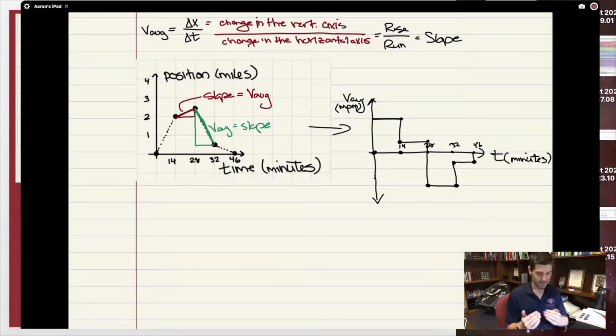So this might be how, by looking at a plot of position versus time, we can turn it into a plot of velocity, or in this case, average velocity versus time. Okay, so the takeaway here is that average velocity is the slope of the line connecting 2 points on a position versus time curve. How the position is changing as a function of time is the slope of the curve, that is the average velocity.